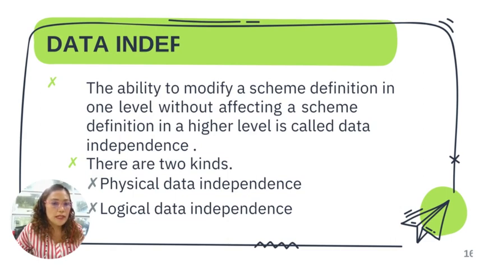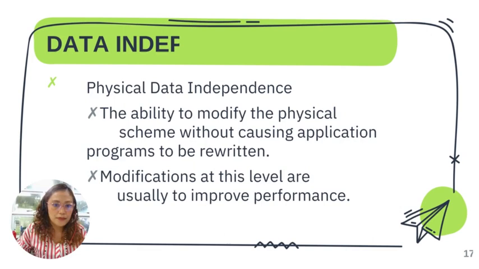So for data independence, when you say data independence, that is the ability to modify your schema or your schema definition at one level without affecting the entire schema at higher levels. So there are two kinds of data independence, the physical and logical data independence.